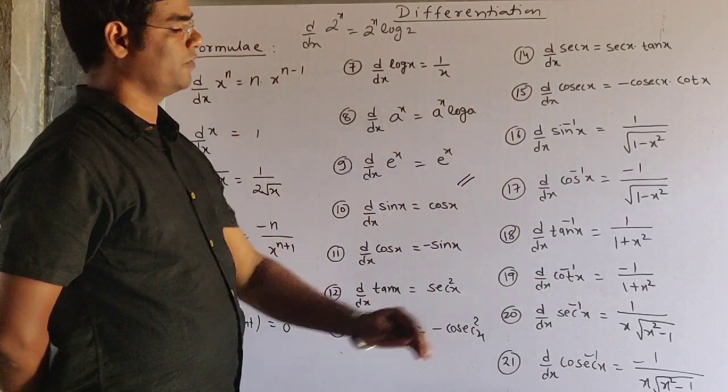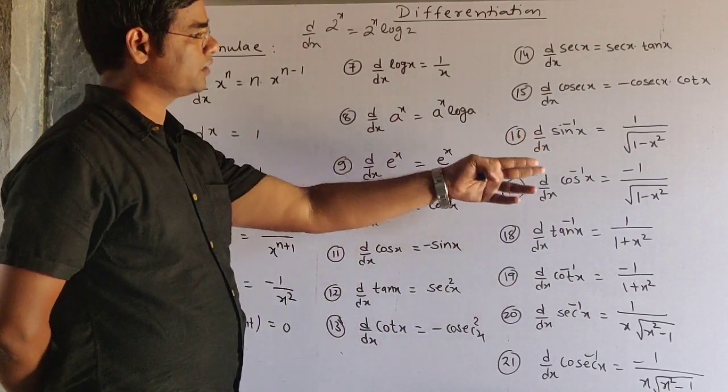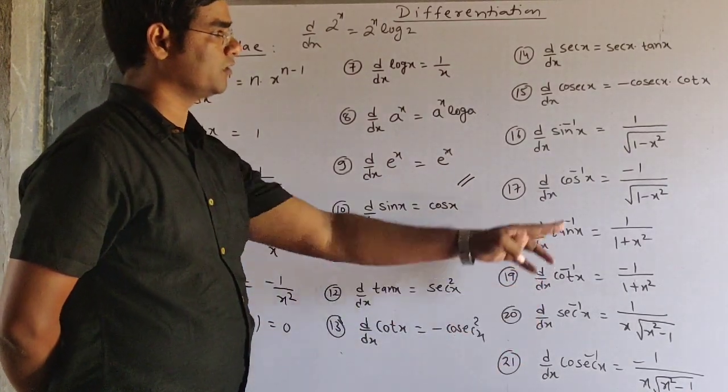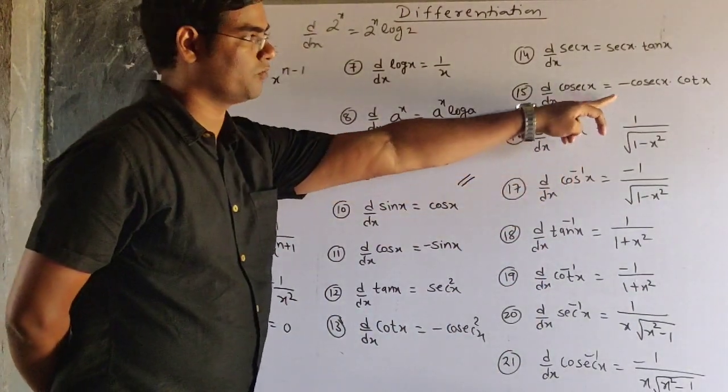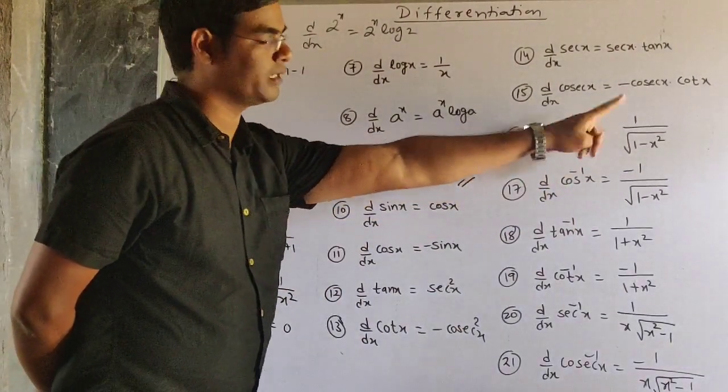Next is what? Inverse trigonometric functions. We have 6 inverse trigonometric functions, that is sin inverse x, cos inverse x, tan inverse x, cot inverse x, sec inverse x and cosec inverse x. Derivative of sin inverse x is what? 1 upon under root 1 minus x square, and in that of cos inverse x you have to put a negative sign.